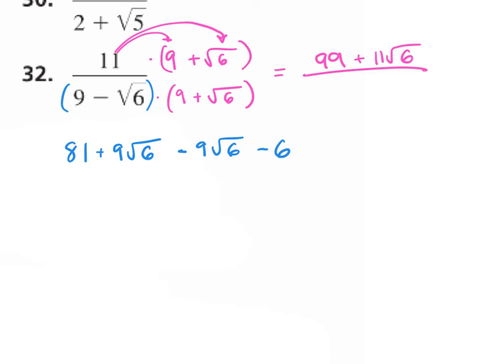Now we want to combine our like terms. So what numbers are we combining here? 81 and negative 6. What's 81 minus 6? 75. And then what happens to the positive 9 square root 6 and the negative 9 square root 6? Cancel, cancel. So what are we left with on the bottom? 75. Oh, 75. I don't know why I wrote 77. But yeah, 75.